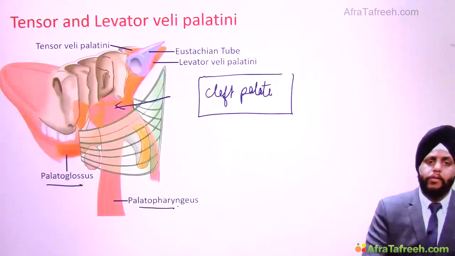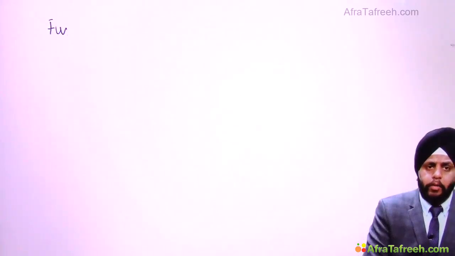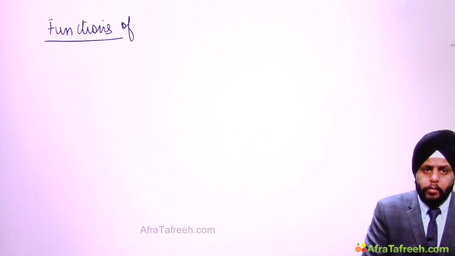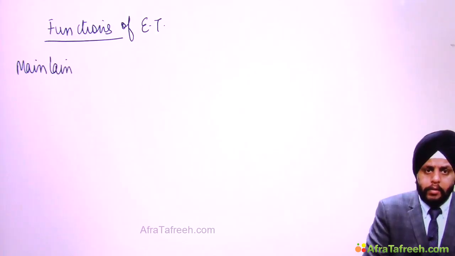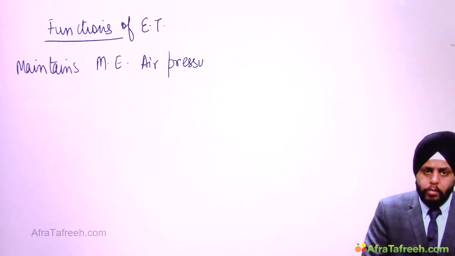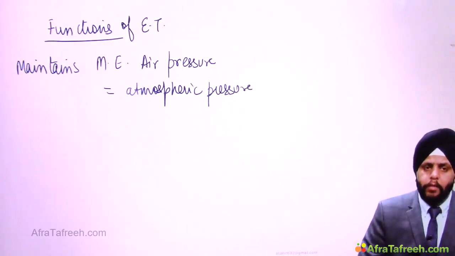Now, what are the functions of the eustachian tube? Why is it important for us? Why can its disorders affect the middle ear? Number one function: it maintains middle ear air pressure, equal to outside atmospheric pressure.